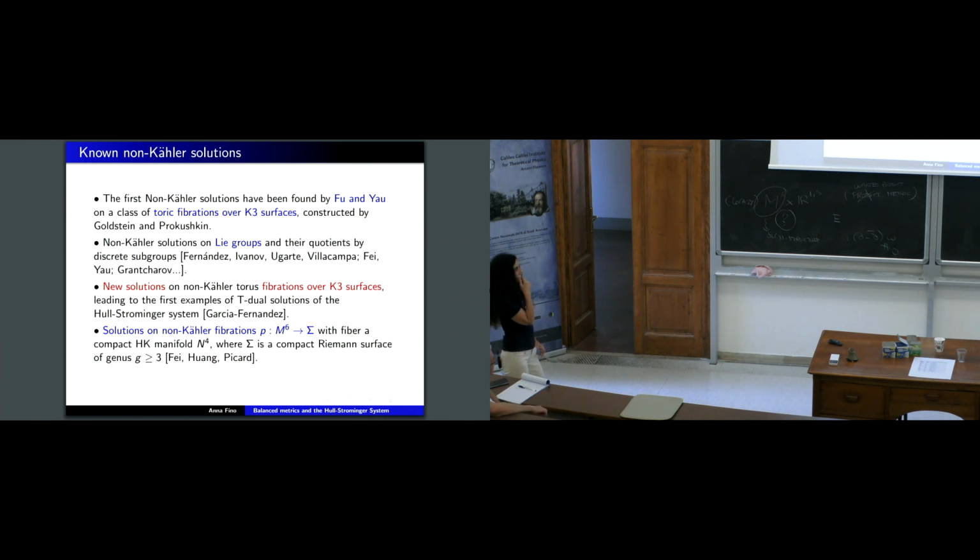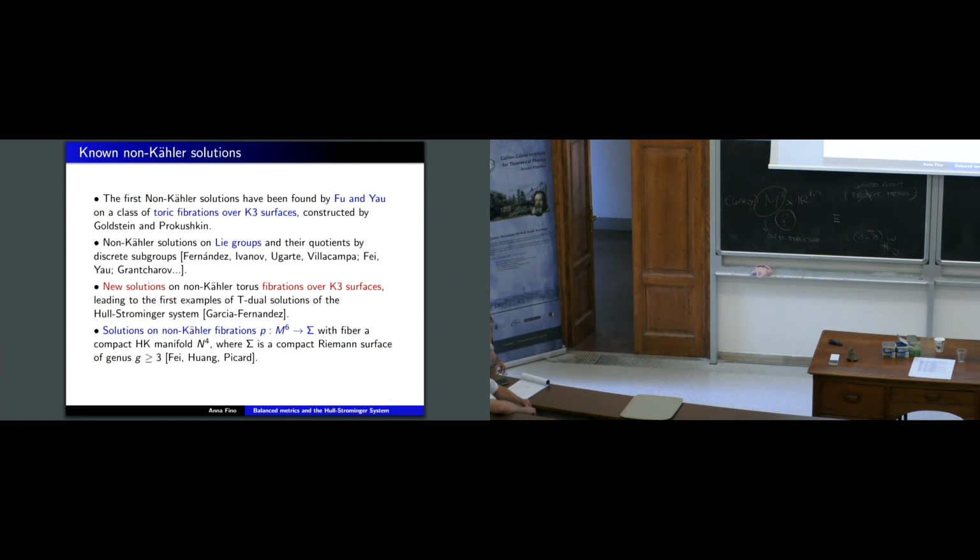But the nice thing, there is a lot, Mario Garcia-Fernandez worked a lot on this Hull-Strominger system. And one nice construction is that he found new solutions on torus fibration over a K3 surface using T-duality, T-dual solutions. So the usual T-duality can be extended also in the balanced case. It is slightly different, and he found that you can find solutions also in that way.